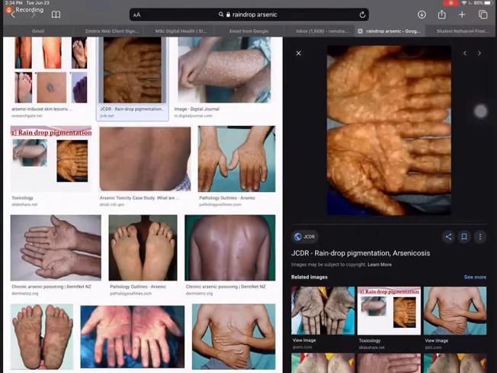Can you see these hands? How it has some spots, so many spots like raindrop. This is the classic raindrop pigmentation seen in chronic arsenic poisoning, right?